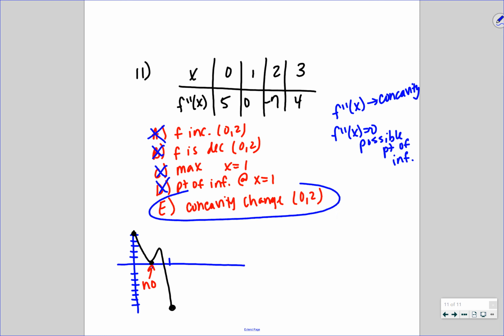The only thing we can assume is that no matter what, going from 0 to 2, I had to have changed concavity because I had to have gone from a positive number to a negative number. So you can't assume that just because those numbers are the only things given to us in the table, that's the only thing that happened. That's why I always tell you guys to draw pictures and draw out the graph. It's so much easier.